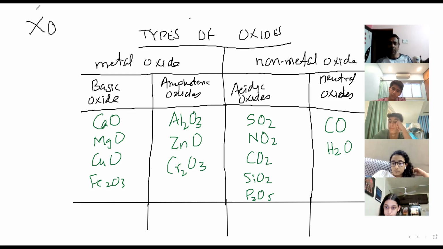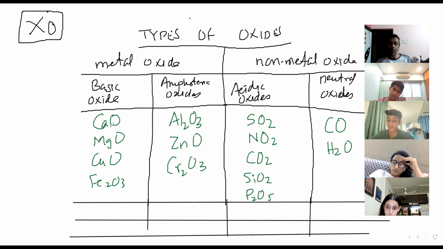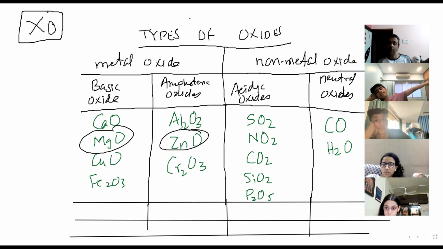Now, experimentally, how do I check which is which? How will they behave differently? For example, how will magnesium oxide behave differently than zinc oxide? What is the difference in their behavior, in terms of reactions? What is the difference in the reactions of magnesium oxide and the reactions of zinc oxide?